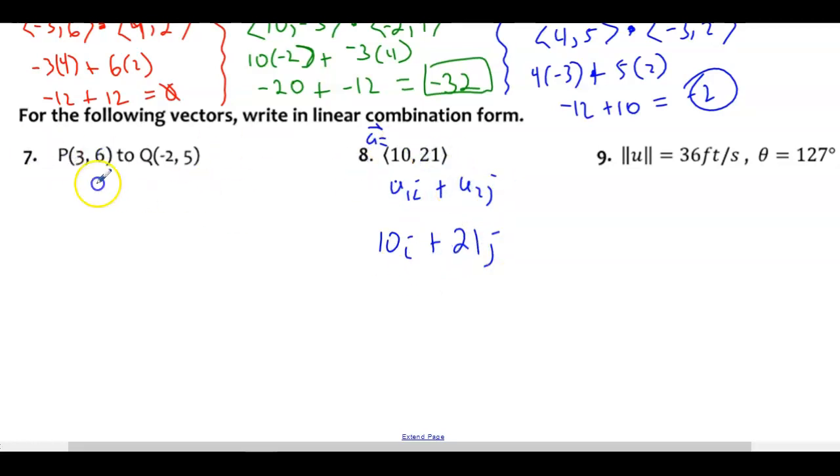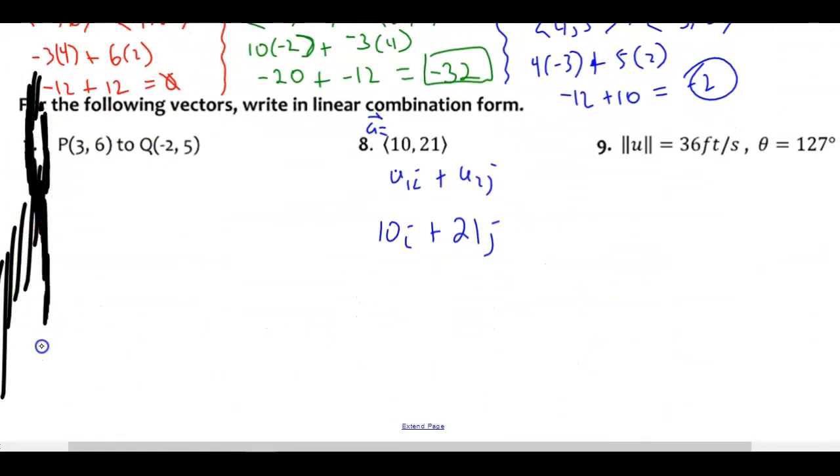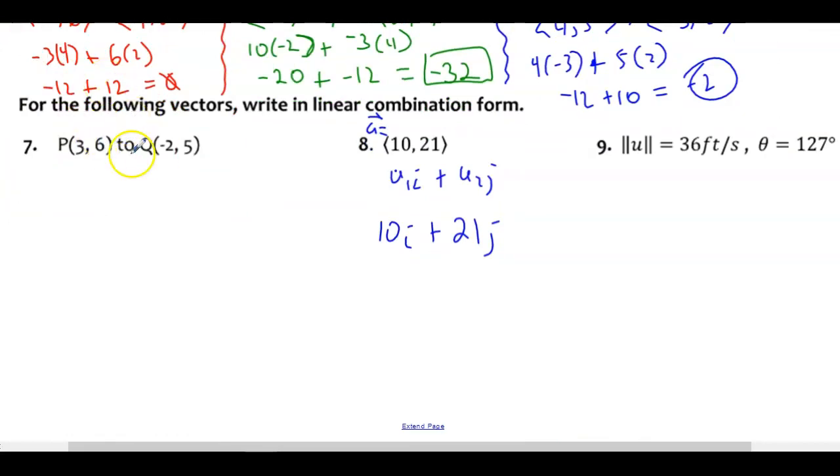Now notice this is already in component form. Number 7 is not in component form. Number 7 is polar points. These are the same points, if I'm not mistaken. No, they're different points, so I won't use them. Here we go. We're going to use these points right here. First, we have to put it in component form. If you remember, look at number 1. How do we put this in component form? We did x2 minus x1 and y2 minus y1, and we got negative 5, negative 1. So now this is a component.